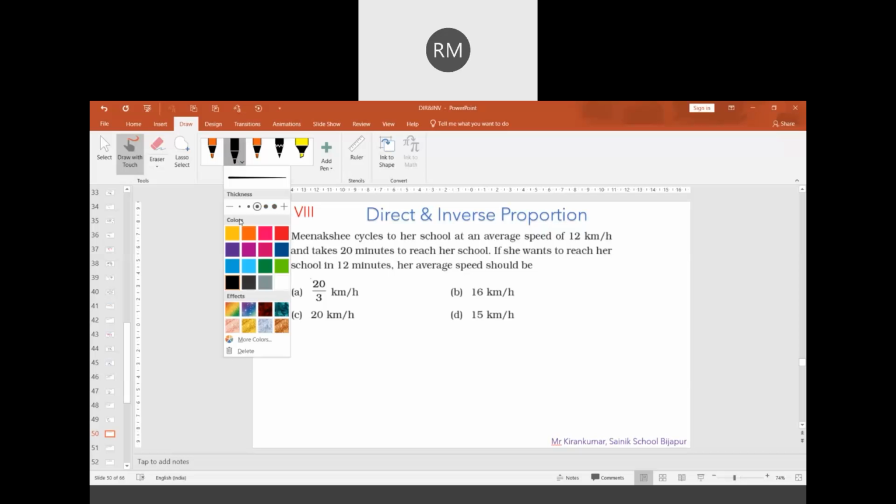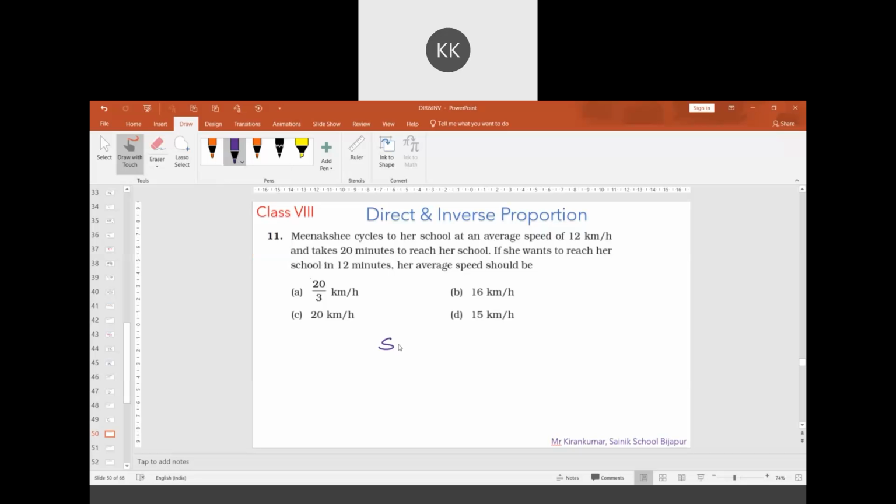Let us use science here. What is the speed? Speed is 12 kilometers per hour. And she is taking time of 20 minutes, which is 1 by 3rd of an hour. Let us find the distance from this. Distance is equal to speed into time. 240, sir.